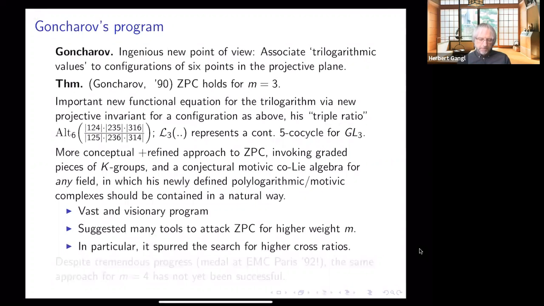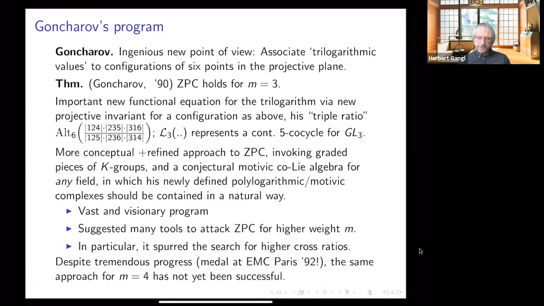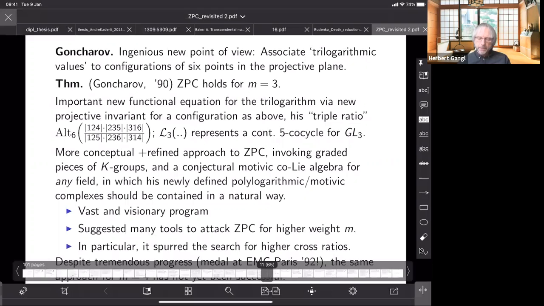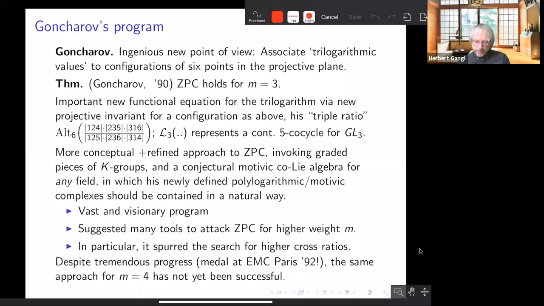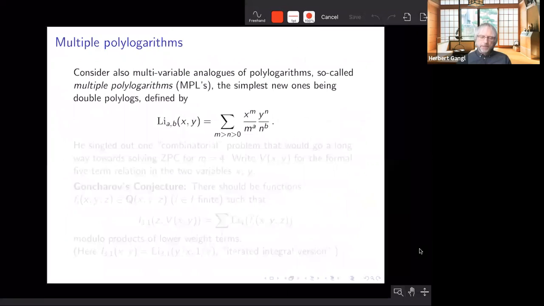And despite his quite tremendous progress, he even got a medal in Paris in '92, the same approach for m equals 4 has not yet been successful. And Gangl famously wrote the reason being that 4 equals 2 plus 2. So something new is going on in weight 4.